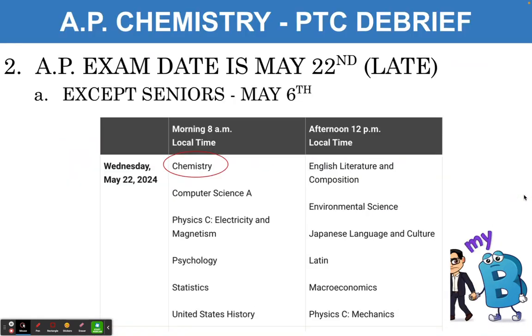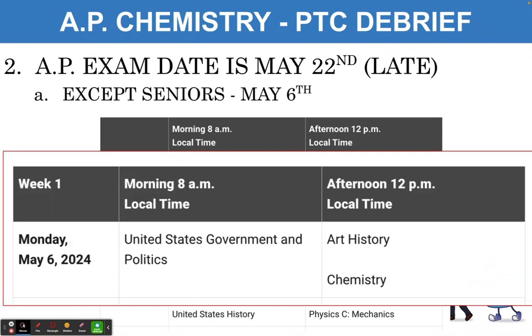The AP exam for sophomores and juniors is going to be May 22nd. It's the late exam. It will be at 8 in the morning. I opted to make sure that we have the late exam because the AP government exam is the same day as the original date. However, I am aware that May 22nd is after seniors leave. So seniors will be taking the original dated exam, and that will be on May 6th at 12 p.m.